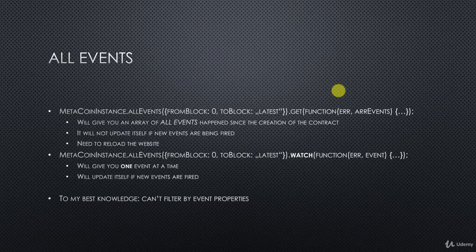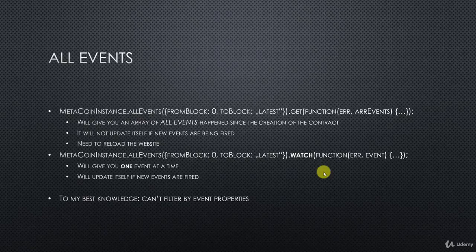On the opposite is the watch function, which has the same configuration object here, .watch. And this one will not give you an array of events, it will give you one event after the other. So if there are 1,000 events already fired by the Metacoin instance, the watch from the first block to the last block will call this function 1,000 times. So it gives you one event at a time. And good to know, the watch function will make the polling to the blockchain node, and it will update itself. So it will call this function again if a new event is fired.